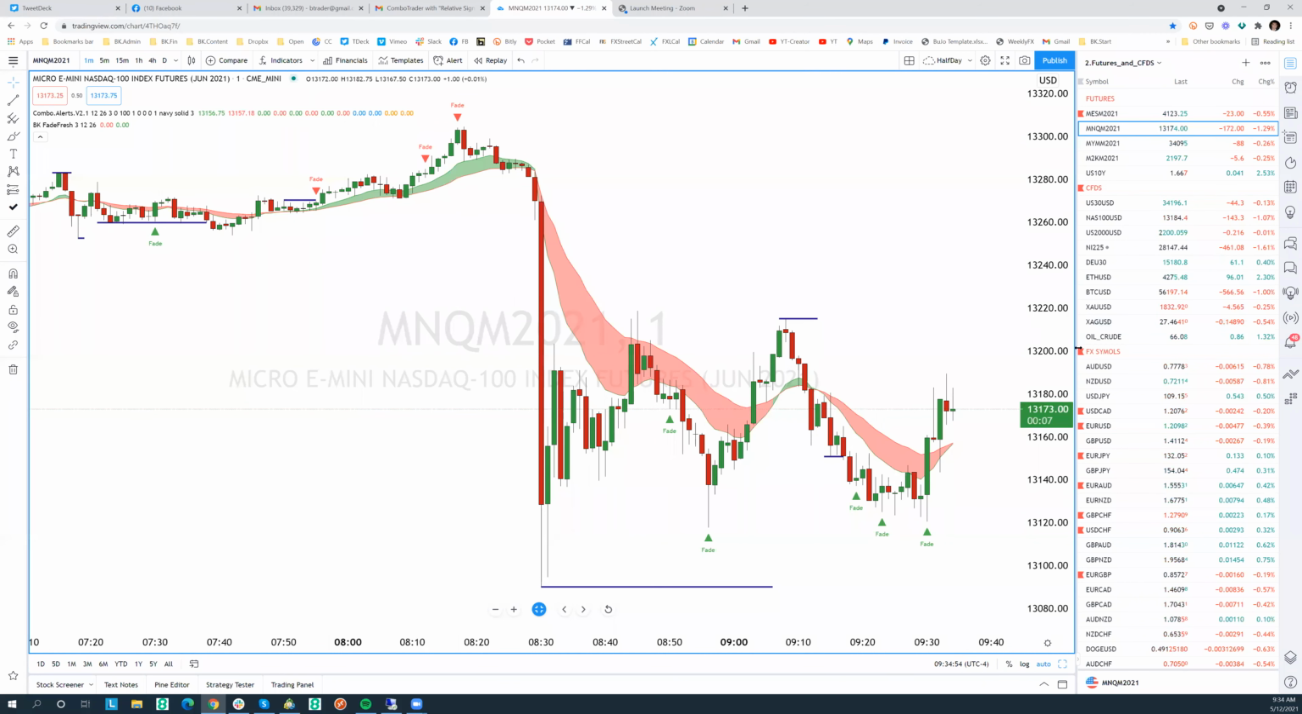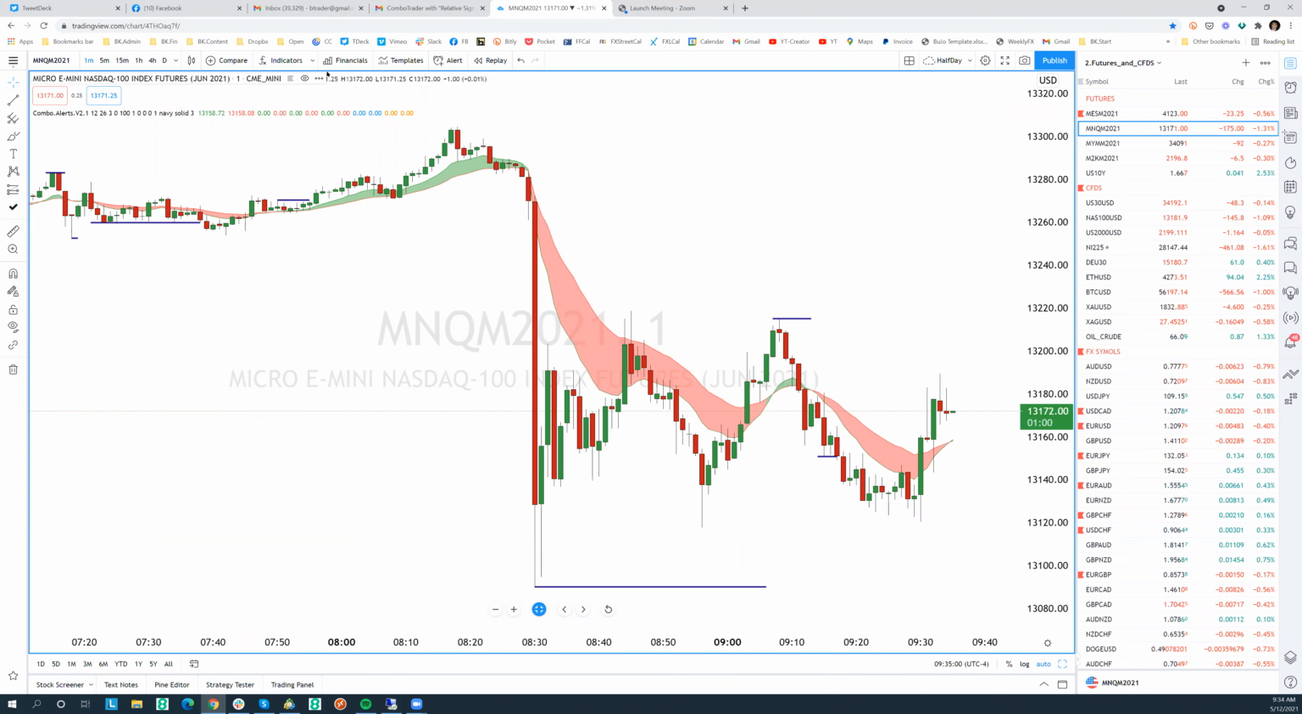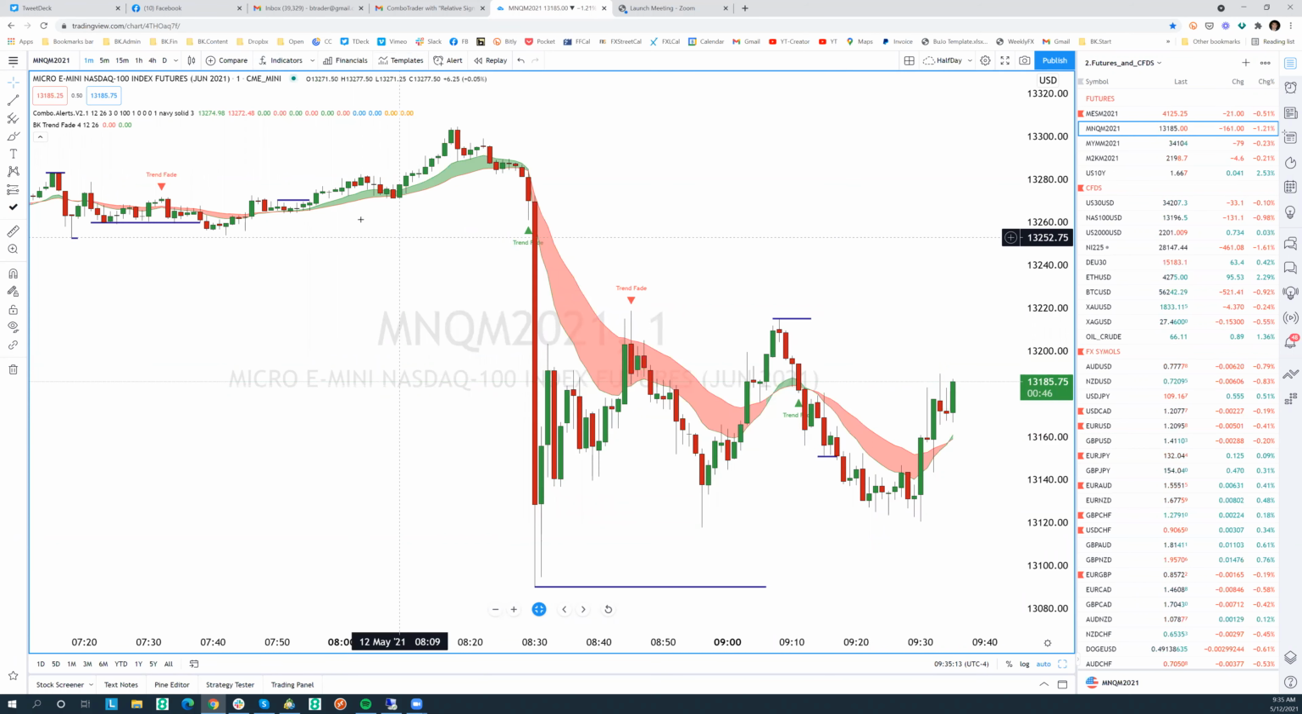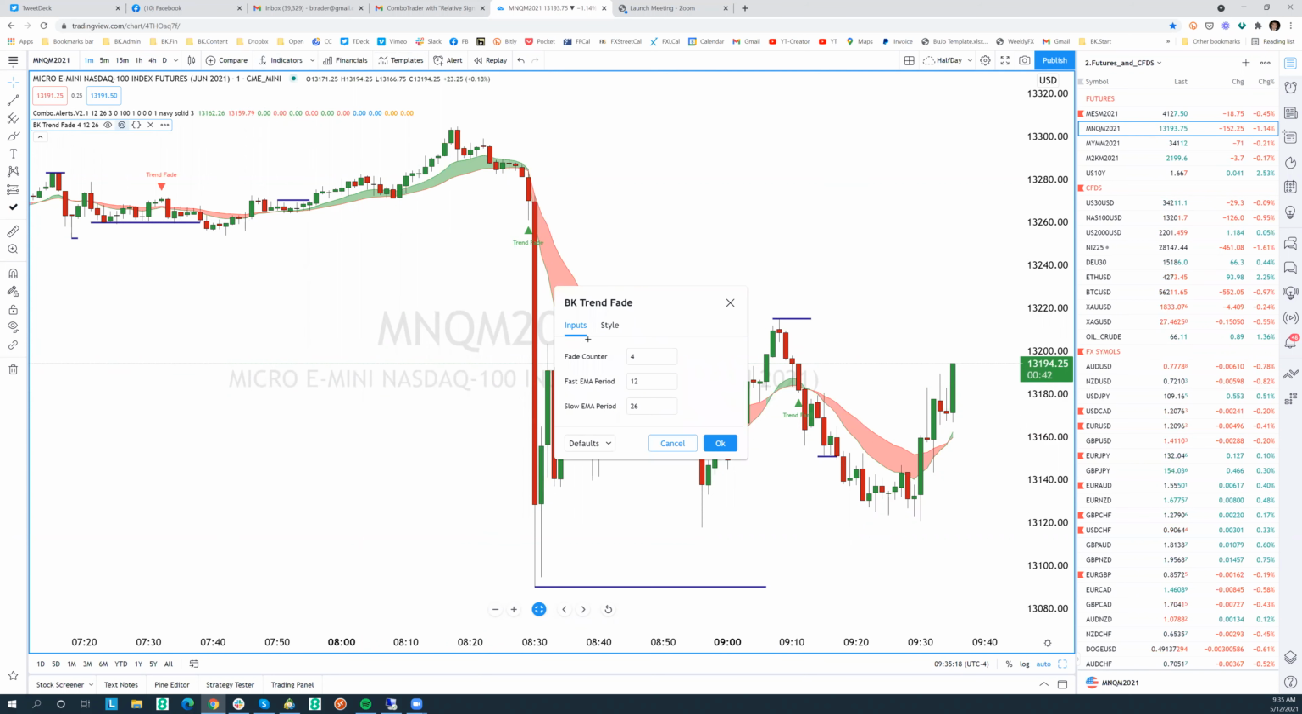And so let me get rid of the fade indicator now and go to the trend fade indicator, because this is where I have this super interesting idea of extending the move. Sorry, let me do this. Trend fade. Okay. Of extending the move.